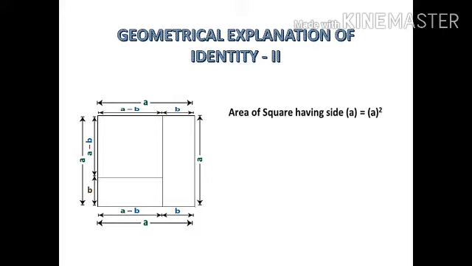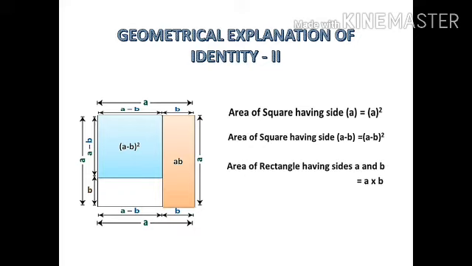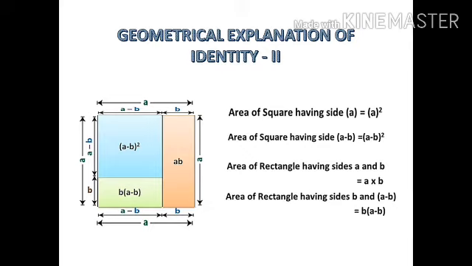As we can see now, this square is divided into three parts: a square of side a minus b, and its area will be (a minus b) whole squared; a rectangle of side lengths a and b, and its area will be a into b; and another rectangle of side lengths b and a minus b, and its area will be b into (a minus b).